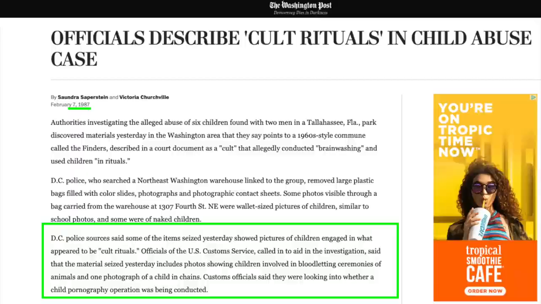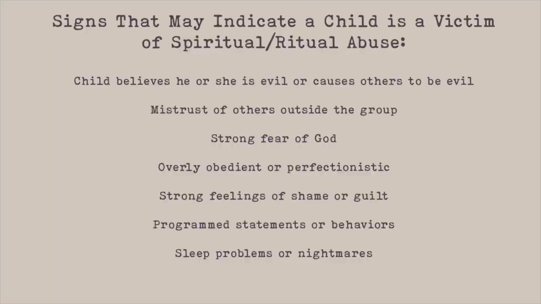One reason RA may be underdetected is because the signs a survivor experiences may appear as signs of trauma.